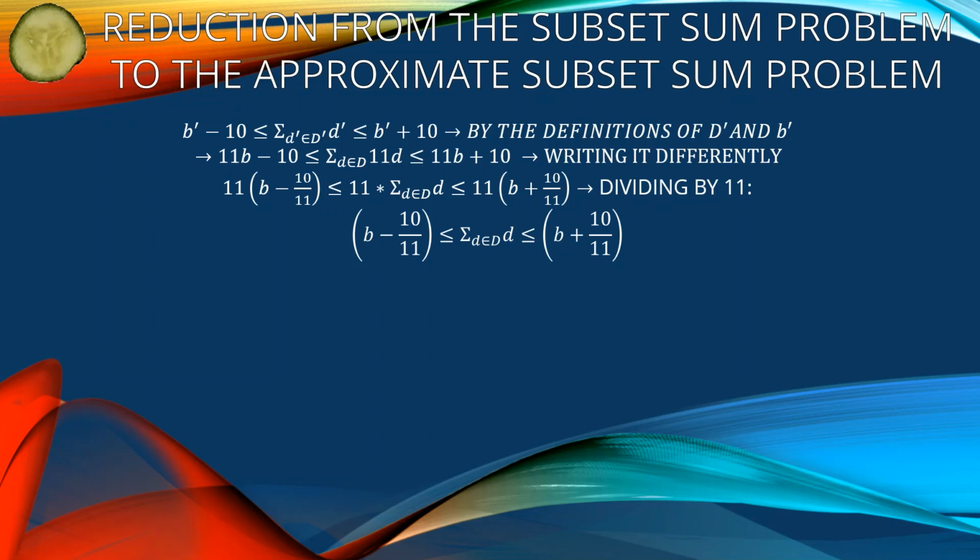So we get 11b minus 10 lesser or equal to sigma d in D of 11d lesser or equal to 11b plus 10. Let's write it differently, and we are dividing all sides by 11, and we are getting b minus 10 divided by 11 lesser or equal to sigma d in D lesser or equal to b plus 10 divided by 11.